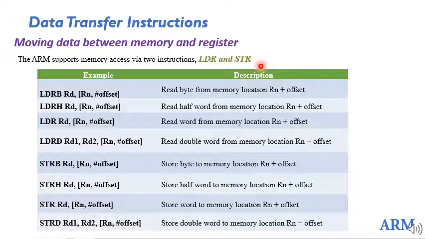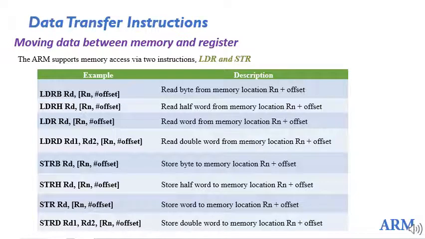And this LDR and STR, as we have already discussed, can take different forms based on the size of data being transferred. So LDRB for byte transfer, LDRH for half word transfer, LDR for a word transfer, and LDRD for a double word transfer. Similarly, you have similar forms for the store instruction as well, that is the STR instruction.